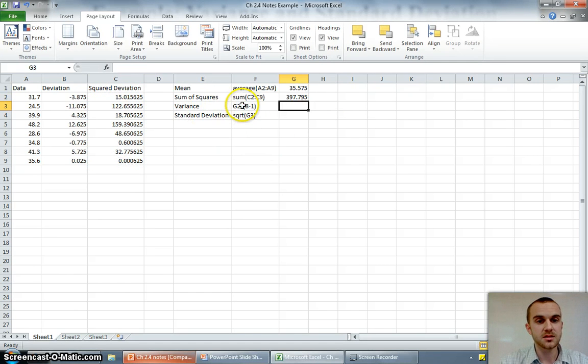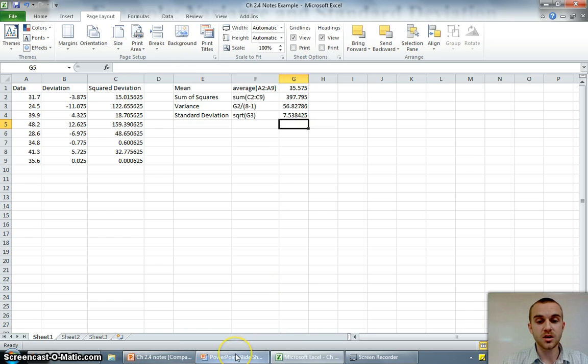To find the variance, if you remember, I take the sum of squares and I'm going to divide by the sample size minus 1. In this case, 8 minus 1, which is 7. So sum of squares divided by 7. And last thing, if I want to find standard deviation, I just take the square root of the variance. So SQRT is the square root function. And there's my variance of 56.83 and my standard deviation of 7.54. And that's all doing it manually.